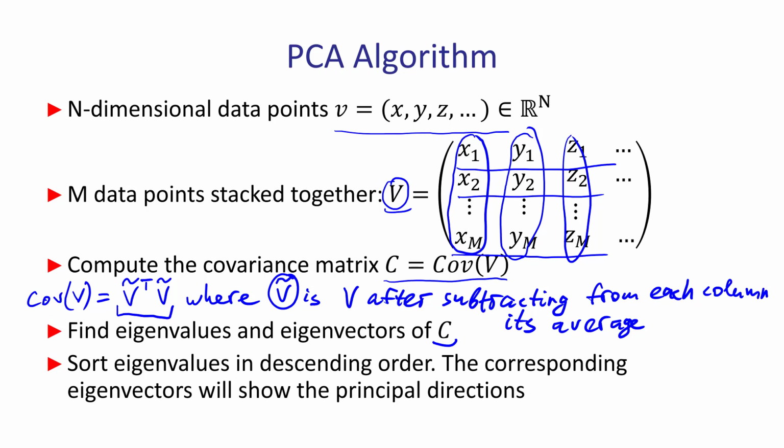So those corresponding eigenvectors will show you the principal directions. If you normalize them to size 1, or to norm 1, they will show you the direction of principal components. So that's all about the PCA algorithm, and now we will see some simple example of it.